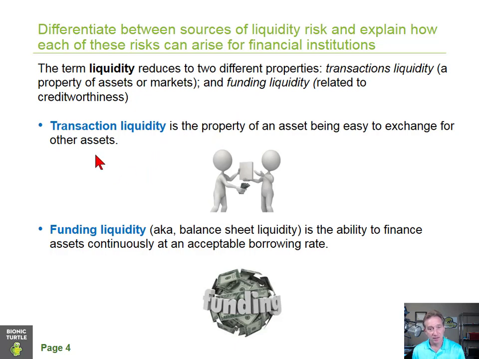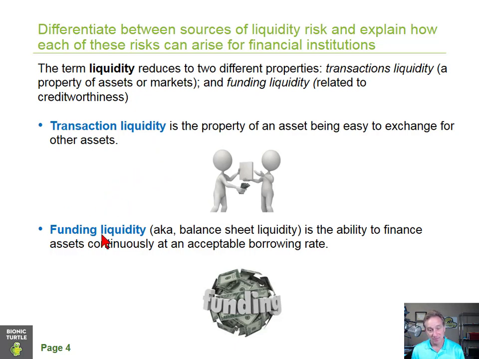So Alan Malz divides liquidity risk up into 2 different types: transaction liquidity and funding liquidity. Transaction liquidity is the property of an asset being easy to exchange for other assets. So in Jorion, we have different terms for this. Jorion calls this asset liquidity risk, or also refers to it as market/product liquidity risk. So just to be aware, some synonyms there.